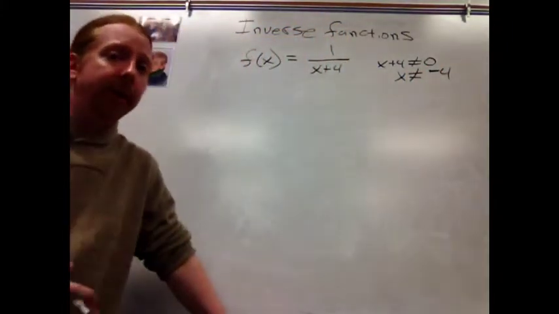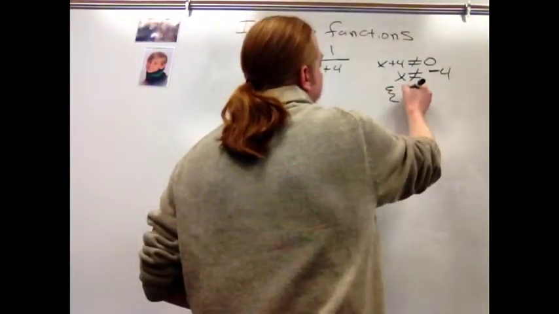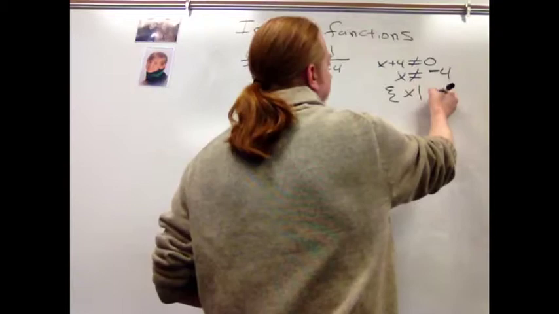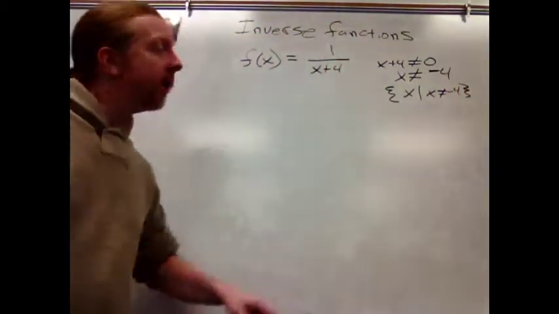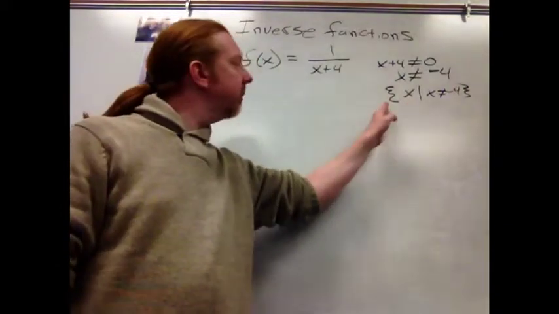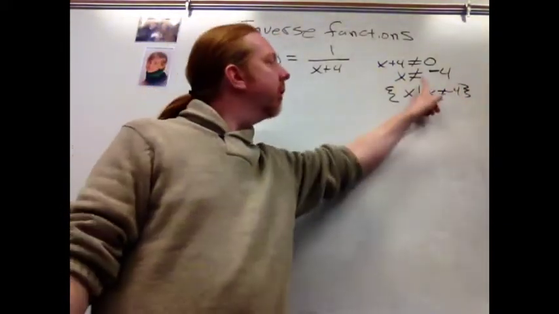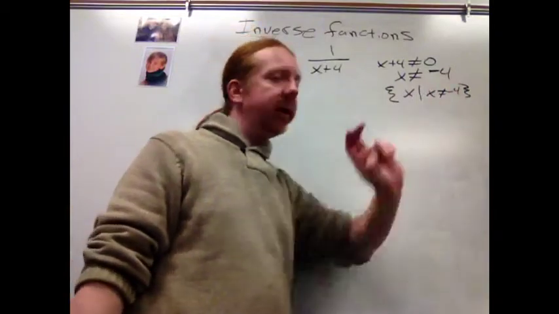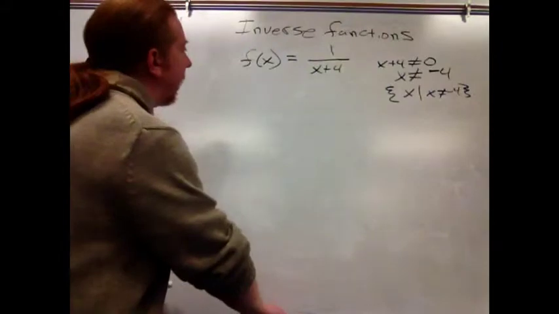So one way to write my domain, if I'm going to use set notation, is to say that the domain is the set of all values of x such that x is not equal to negative 4. And that's what this statement would read as. X is the set, so the curly brackets, of all values x such that x is not equal to that negative 4. And that covers this. Now let's talk about that inverse.